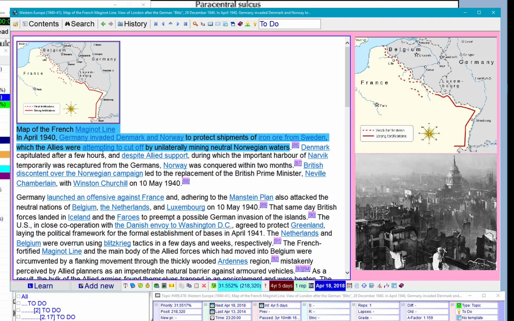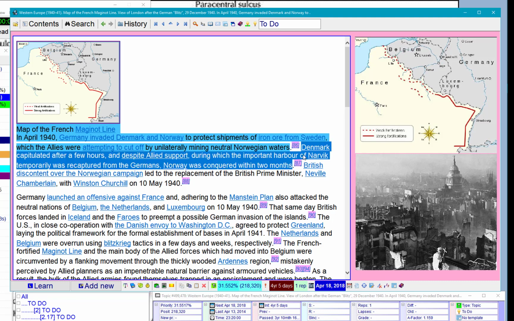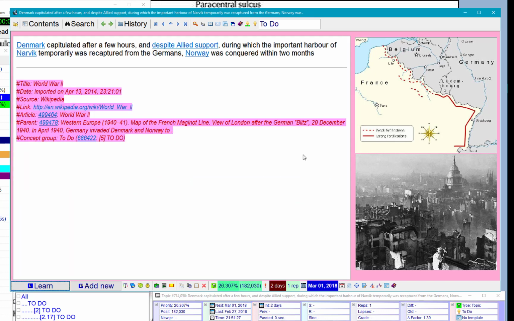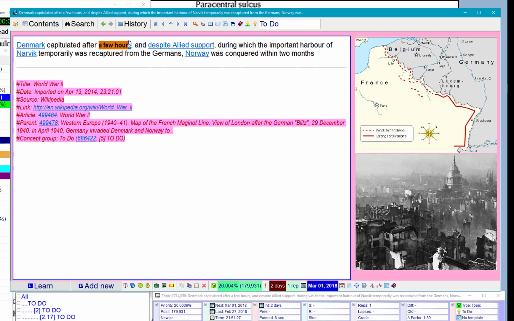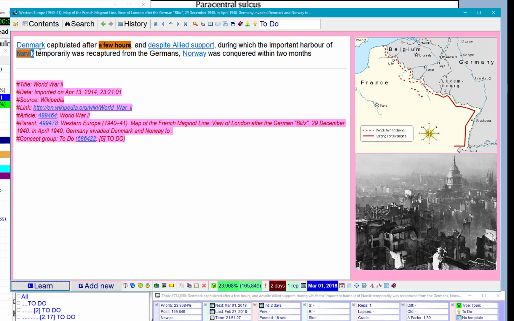Now, Denmark capitulated after a few hours, and despite Allied support, during which the important harbor Narvik temporarily was captured. Yeah, I'll take this one. That'll be my second paragraph. Denmark capitulated after a few hours. Well, that's fast. Yeah, the harbor of Narvik, which I think is an important name, so I'll remember this. Norway was conquered within 2 months.